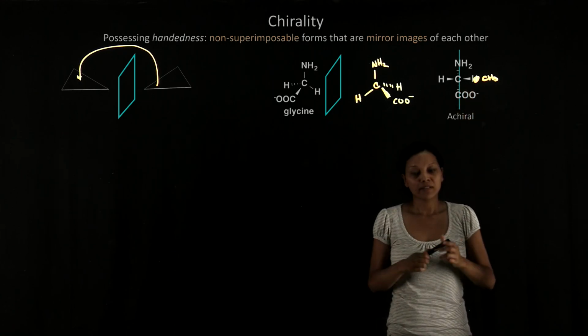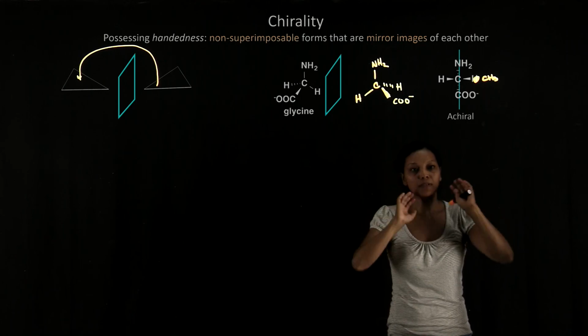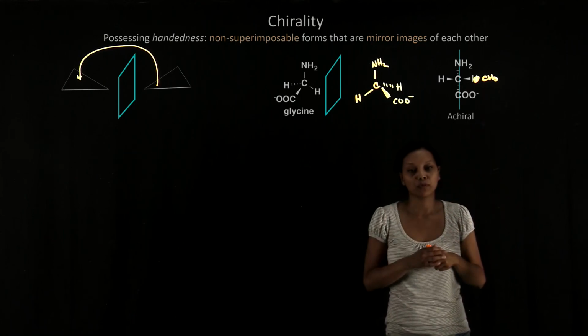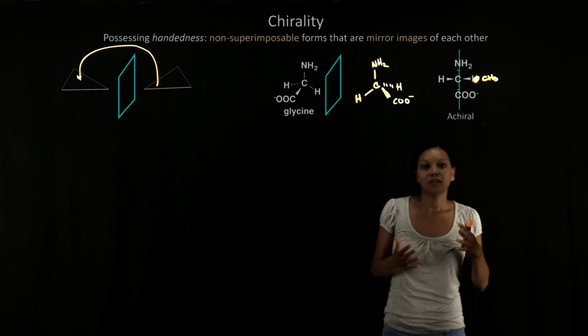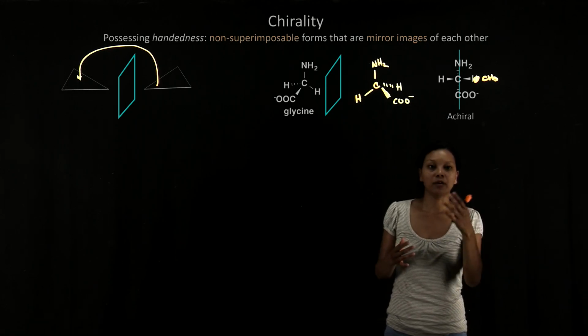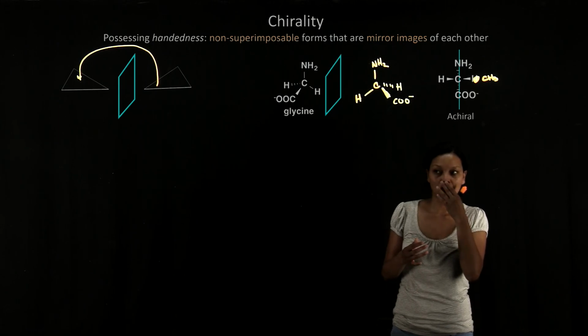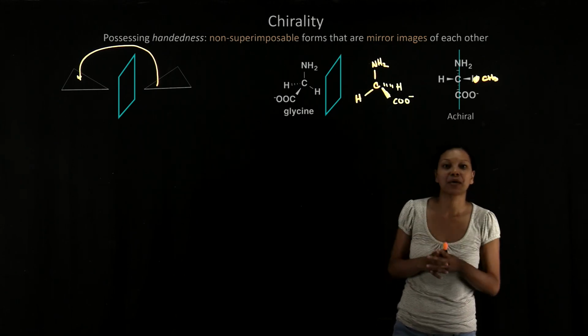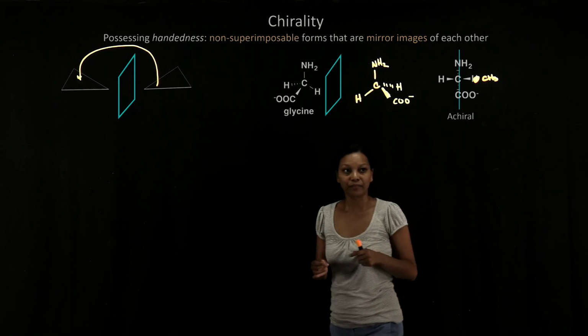Now, it's not necessarily the definition that a carbon is chiral if it has 4 different groups around it. There's other forms of chirality, such as what we see in our DNA, in which there's a chirality around a certain center or a certain axis. And that's something that we can discuss later.